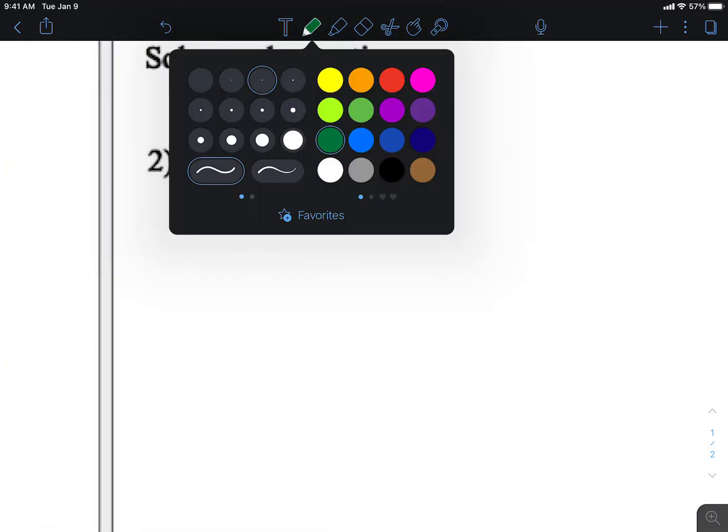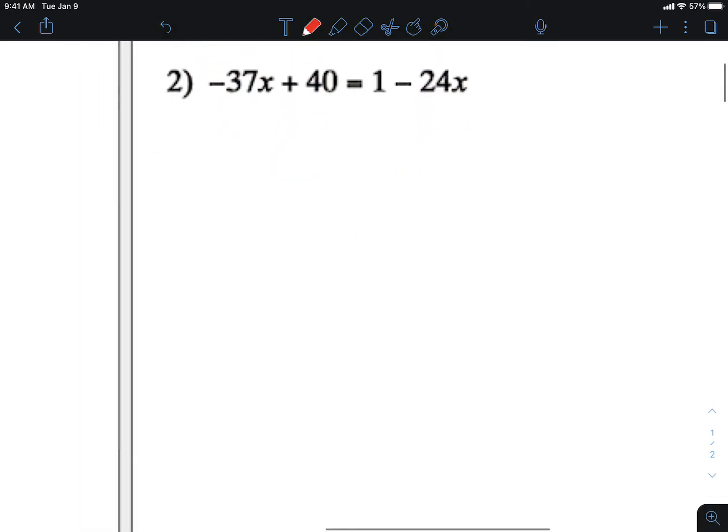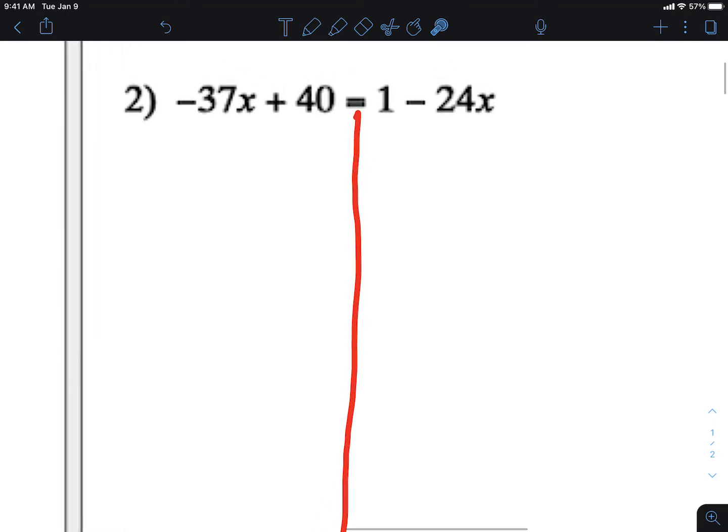So let's change our color here to red. And again, the first thing that I write down is my line of separation, right? Equal sign. So again, I notice that I have several x's. I have x here and I have x here, right? So what I want to do is I want to bring my x's together. So I can decide whether I want my x's on the left or I want my x's on the right.